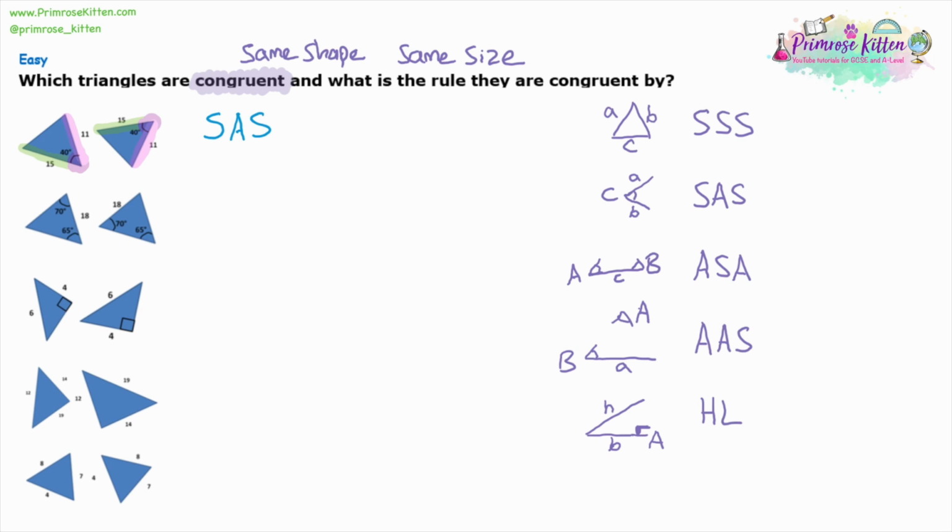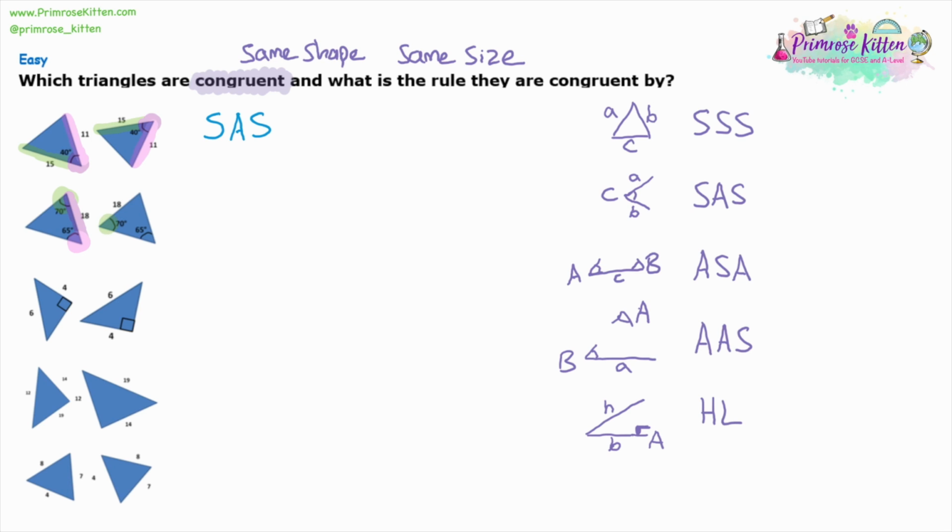So looking at our first triangle, I'm going to pick a starting point. Let's start with the 70. We have an angle, 70 degrees. We have a side, 18, and we have an angle, 65 degrees. So I read out an angle, a side, and an angle. It looks like it might be the ASA proof, but we need to check the second triangle to make sure that's true. So I started off with 70, let's do that again.